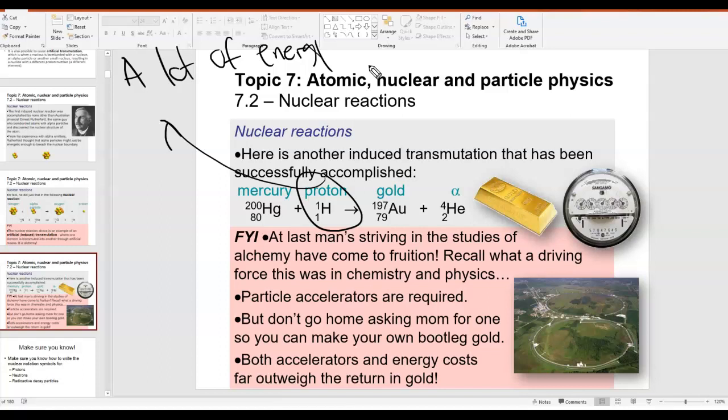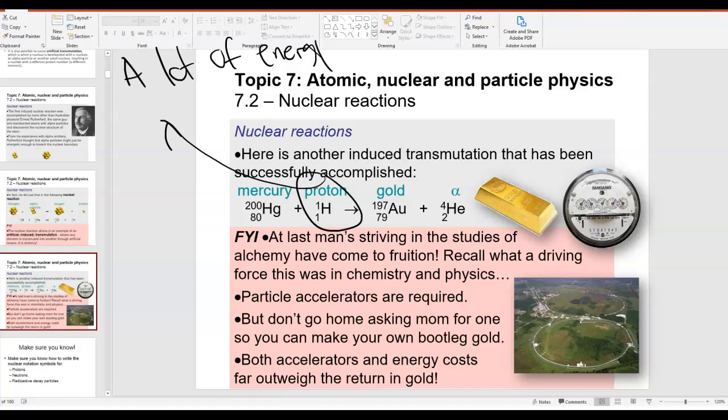In other words, if you get like $1 of gold out, it could cost like thousands of dollars to produce that amount of gold. I'm just making those numbers up, but this is not going to make these people super rich. But this is in fact a possible nuclear reaction, which is kind of cool. So that is another example of artificial transmutation.